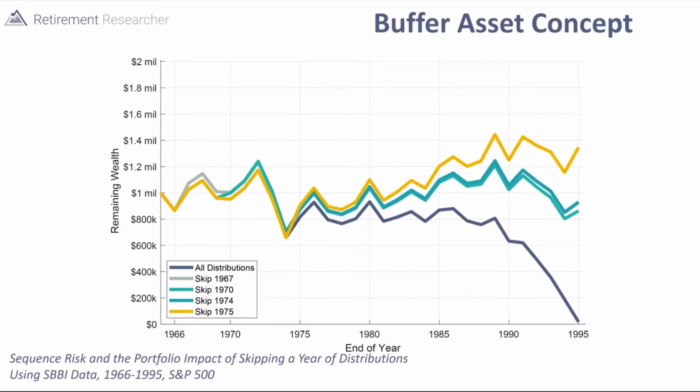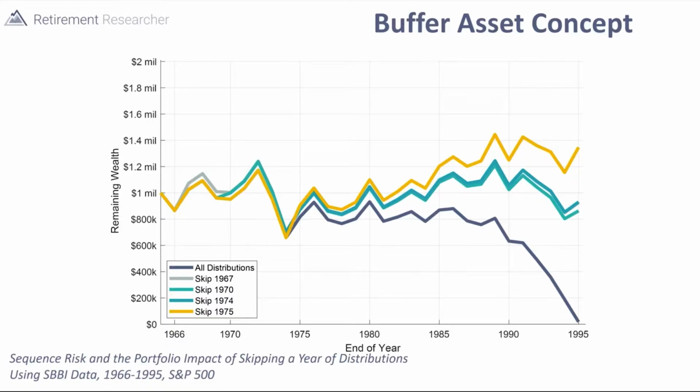And the idea is you don't randomly pick which year you skip the distribution. I'm looking at years after a decline in the S&P 500. So the S&P 500 was down by more than 10% in 1966, 1969, 1973, and 1974. And it had its biggest drop in 1974, where it was more than a 20% drop. So if I could just skip taking the distribution in one of these years after the downturn, again, the synergies of sequence risk are such that instead of ending up at zero, I still have more than $800,000, even more than $1.3 million by skipping the distribution in 1975.